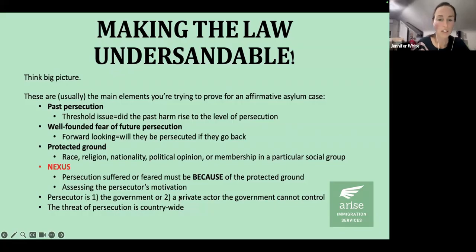And then, for the last two points here, I think these are especially important under this administration because they're just obviously trying to deny cases. Your persecutor has to be either the government or a private actor that the government cannot control. The BIA has issued a number of cases to try to heighten the standard under Trump 1.0 and now under 2.0 as well. So just bear in mind that you're really trying to prove that the government cannot offer protection to your client.